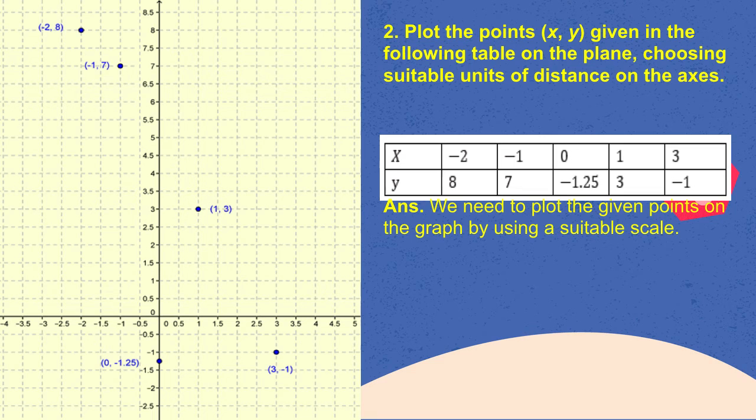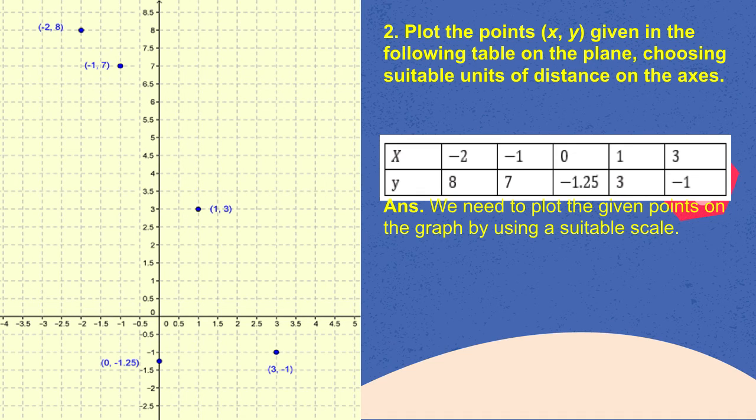Now the third point 0, minus 1.25. Since x value is 0, that means the point will lie on the y-axis. Now let's locate minus 1.25. So this is where it will lie. It will lie somewhere between minus 1 and minus 1.5. So I mark the point over here in between minus 1 and minus 1.5.